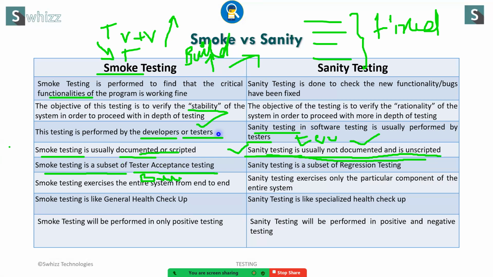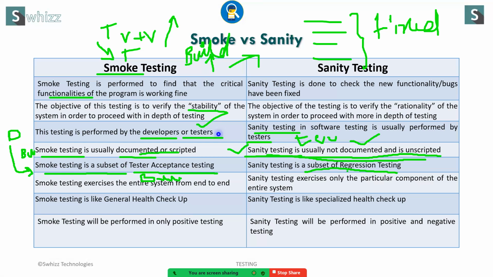Whatever build is sent by the development team, should I accept this build to perform system testing or not? For that, you do smoke testing. So I can say smoke testing is a subset of tester acceptance test, or the build acceptance test, or the build verification test. Okay, and sanity testing is a subset of regression testing.